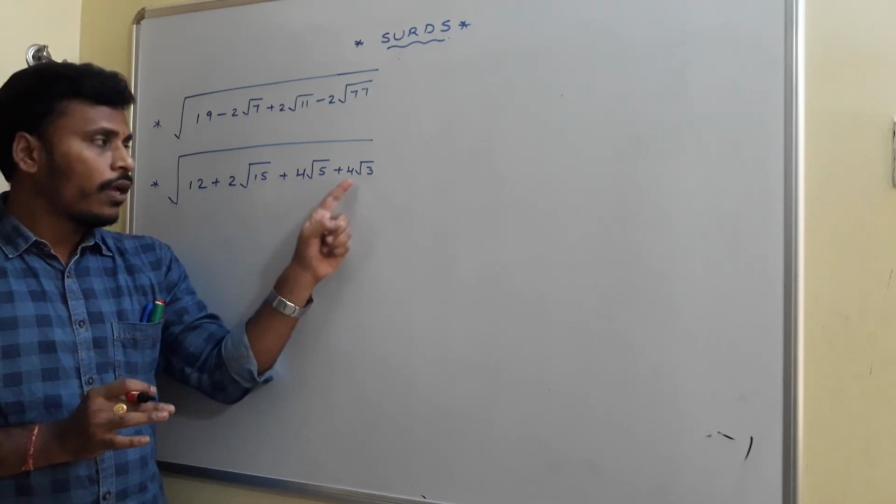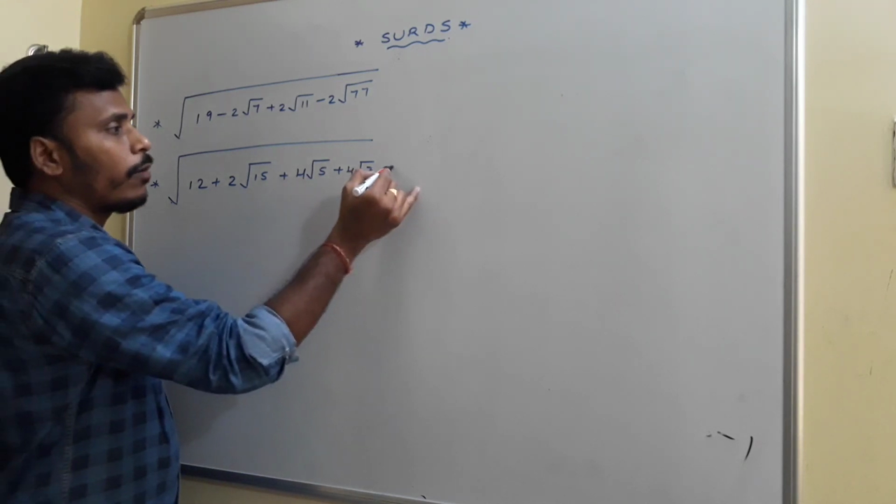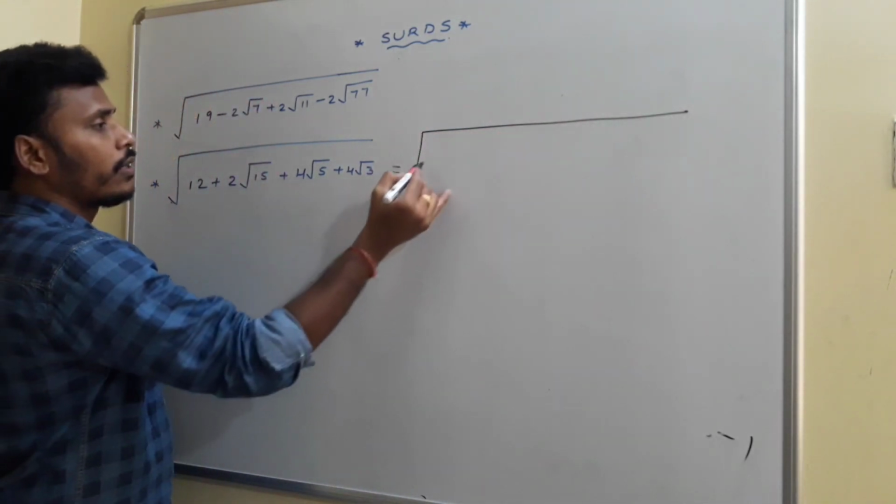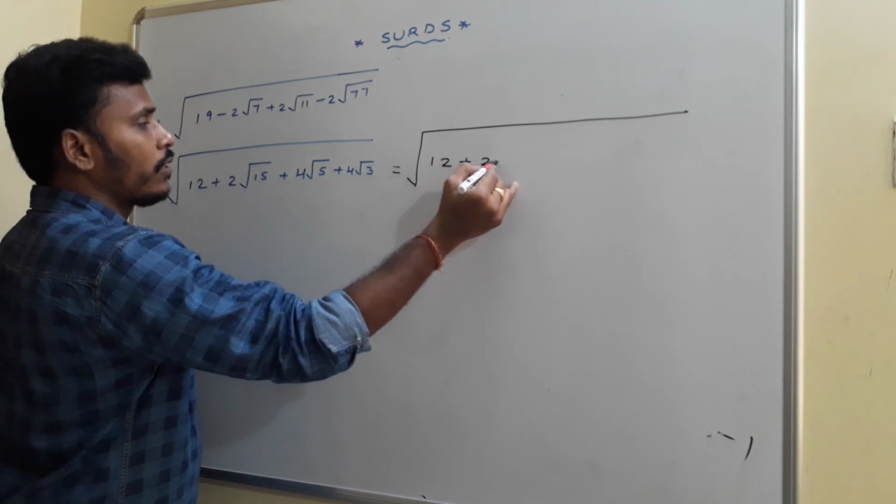So just make it 2. Here also just make it 2. Then the problem will become like this. Square root of, look here carefully, this is 12 plus this is 2 root 15.